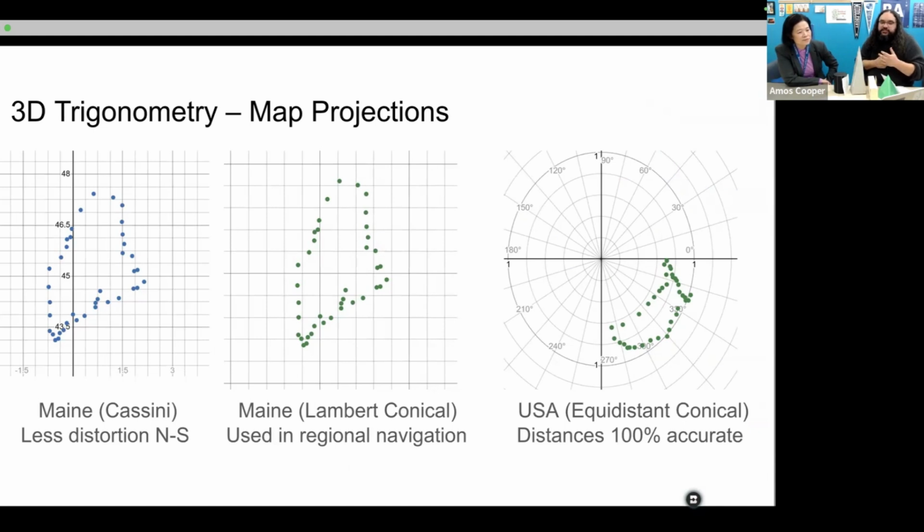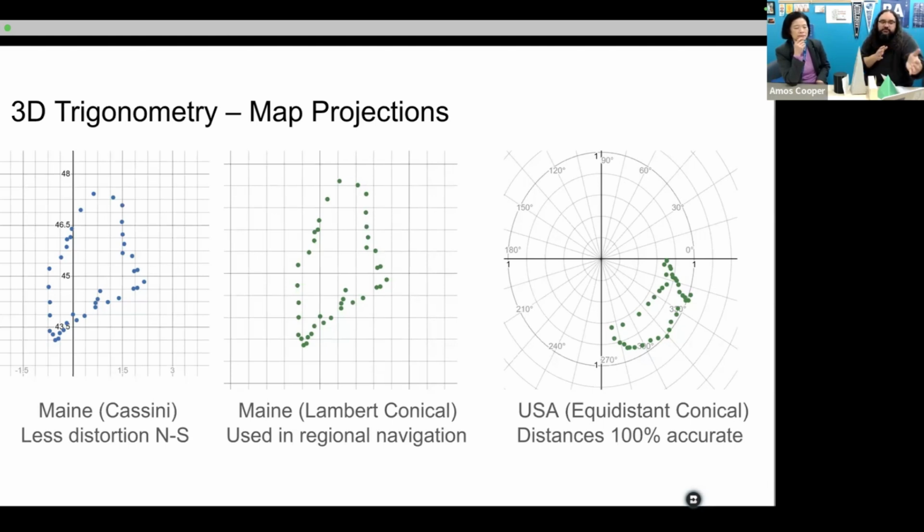These are some student projects where they picked, I believe, 20 or 40 points, latitude and longitude. You see Maine on the left here, and then the United States on the right. They used different map projections to say, okay, we have this roughly spherical globe. How do we unwrap it to make something that we can understand?